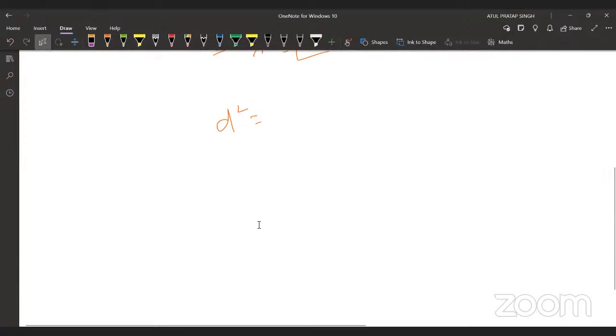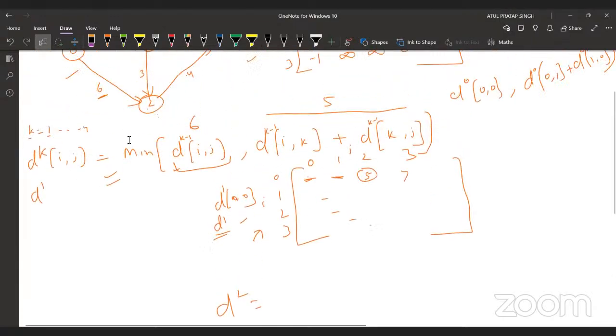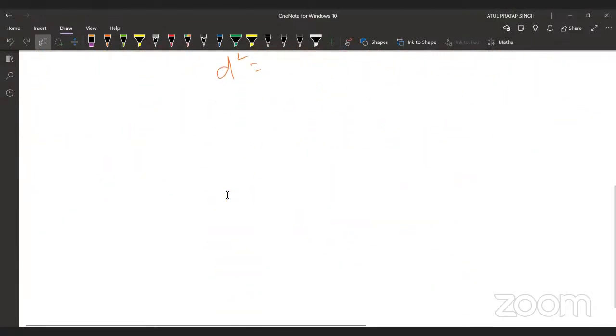So the same thing we will repeat 4 times because we have 4 vertices in our graph. So in the last matrix D4, we will get the shortest path information for each pair of vertices. So this is a little bit of a large computation to do manually.